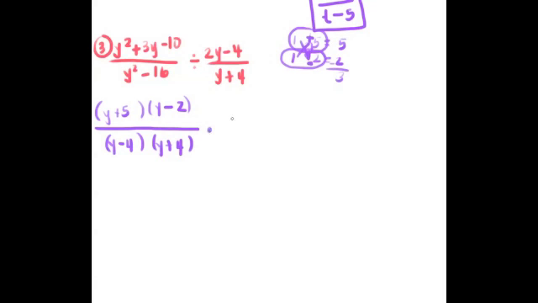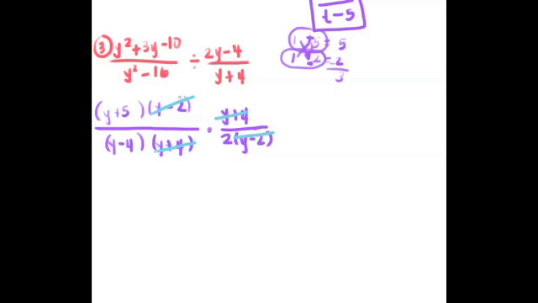Looking at the bottom here, y plus 4, there's nothing you can do there. 2y minus 4, they have a GCF, pull out that GCF. So I end up with this. Remember the y plus 4 and the 2y minus 4 switch places because I have to do the reciprocal. You're always going to take the reciprocal of the thing directly to the right, okay? So let's go ahead and cancel what we can. The y plus 4s can go away. The y minus 2s can go away. And I think that's it.